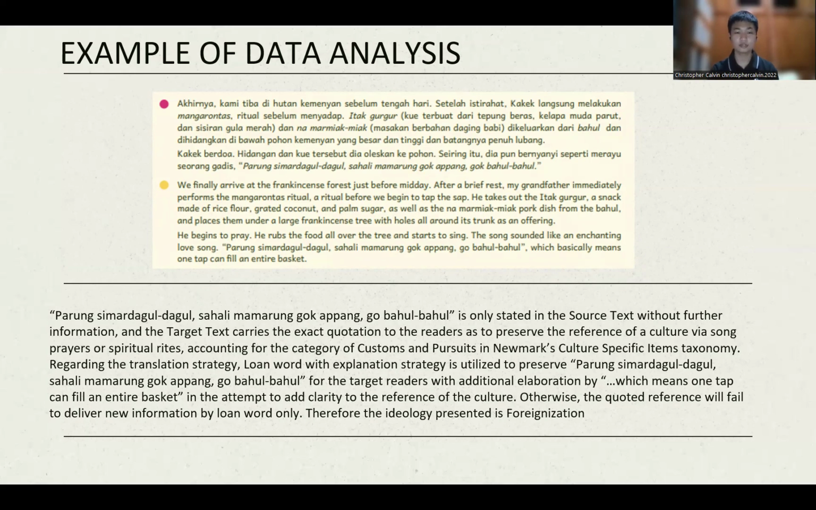Regarding the translation strategy, the strategy applied is loanword with explanation in the target text, because it attempts to preserve the phrase Parung Simardago for the target readers with additional elaboration by the phrase which means one tap can fill an entire basket. This is evident that the clarity of the reference to the culture is present. Otherwise, the quoted reference, Parung Simardago, would fail to deliver new information to the readers by loanword only. Therefore, the ideology presented here is foreignization.